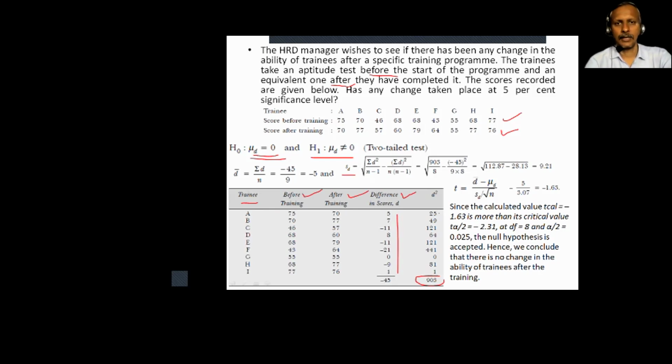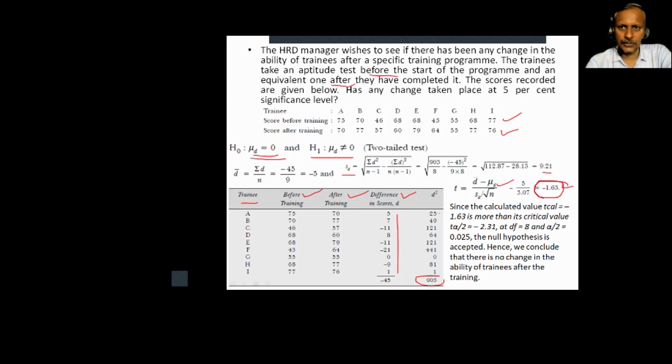If you put this value into the formula, we'll get SD. SD can be calculated as the square root of 903 by 8 minus 45 squared, that is the summation of d squared, divided by 9 into 8, which is n into n minus 1. Finally, we'll get the value as 9.21. With that standard deviation value, we can calculate the t value. The calculated t value comes to minus 1.63.